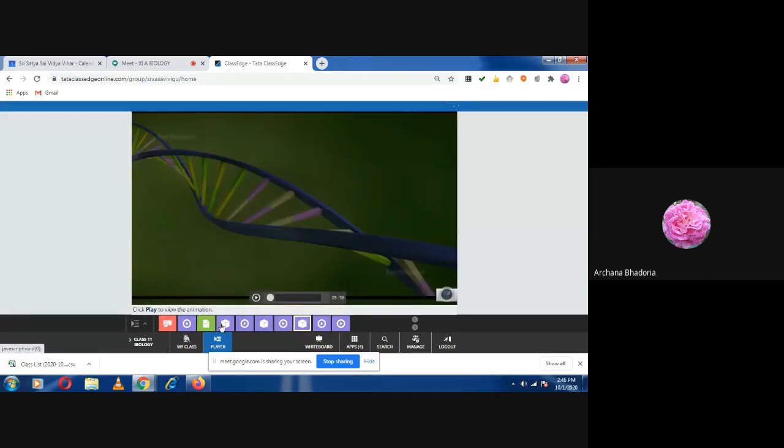So one more protein structure is also there that I'll show you next period, children, so that you can understand further better. So now we'll end the class. I'm stopping the sharing.